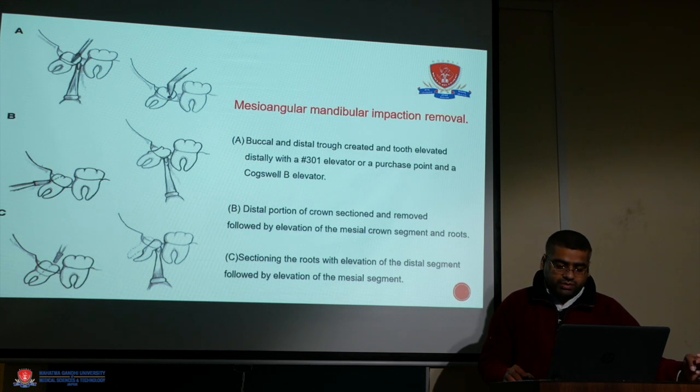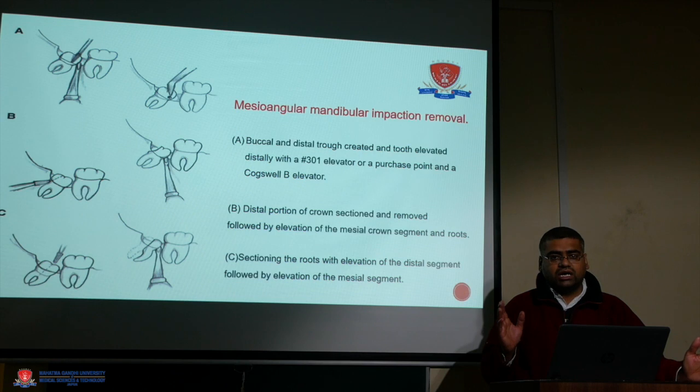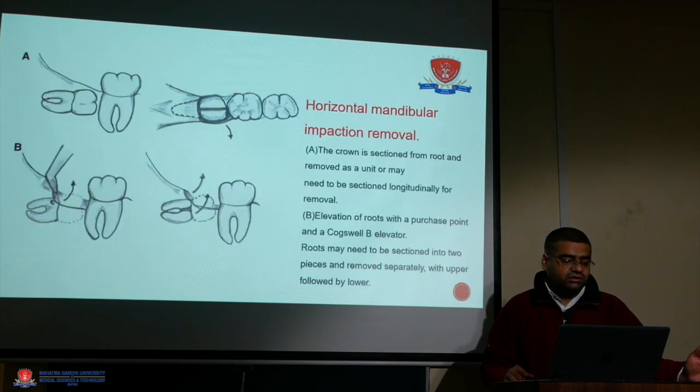In mesioangular mandibular impaction removal, where the roots are not fused, or are divergent, we have to go for tooth sectioning. Horizontal, because no space is there, it's embedded in bone. First we have to cut the crown, then we have to remove the root in pieces, one or two.